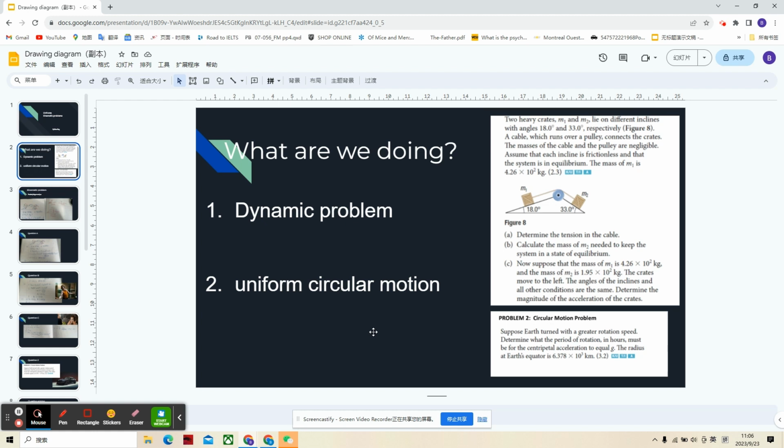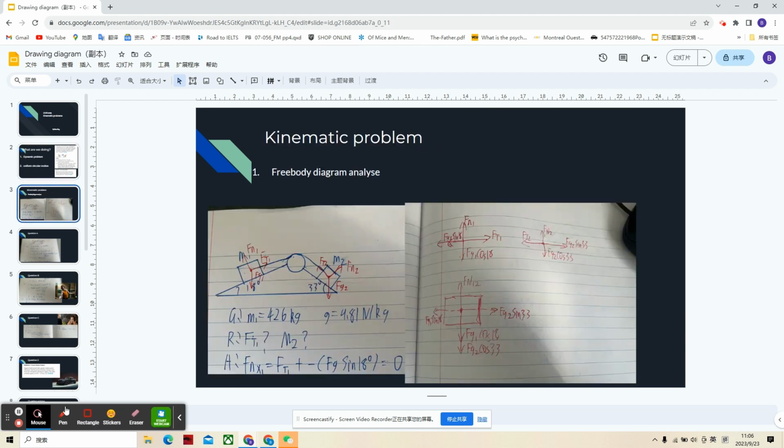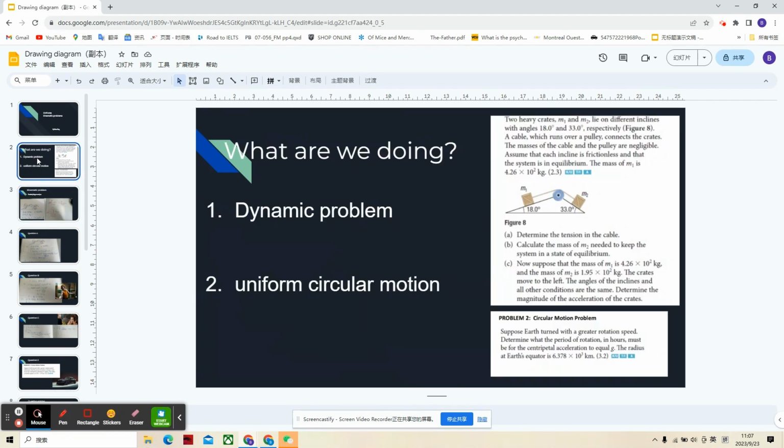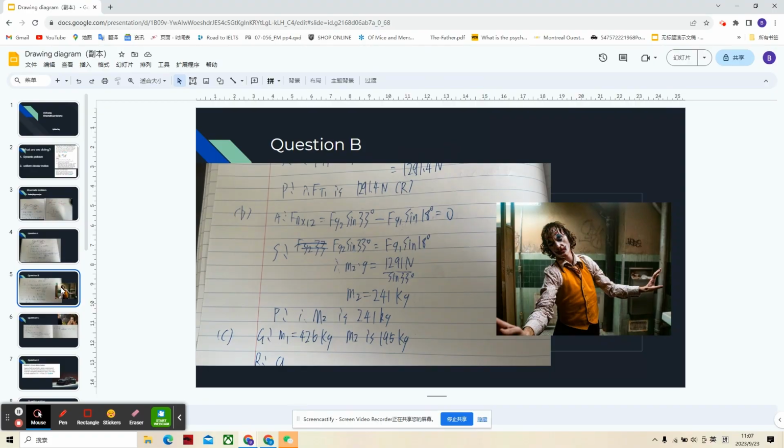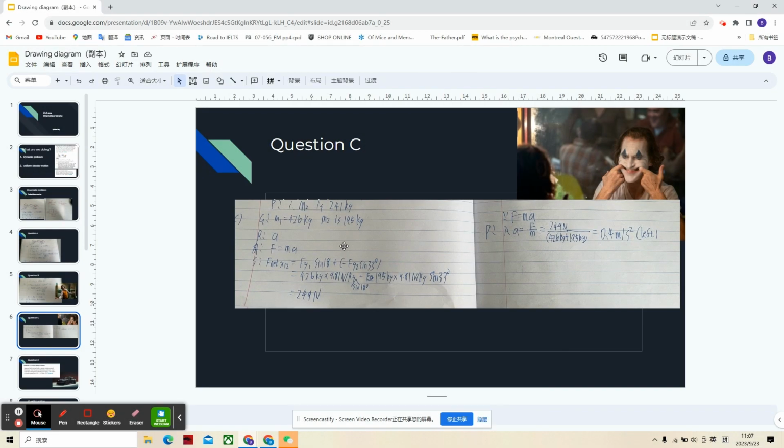Therefore, we can see that on the x direction, this Fg1 sine 18 is larger than Fg2 sine 33 now. So therefore, they are being asked to determine the magnitudes of the acceleration. So in that case, we analyze what we have, which is M1 equals 426 kilograms, M2, and small g, which is 9.81. We'll be asking for acceleration.